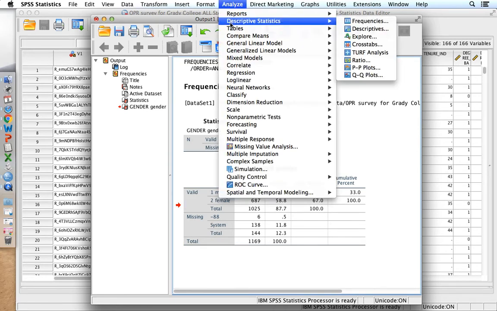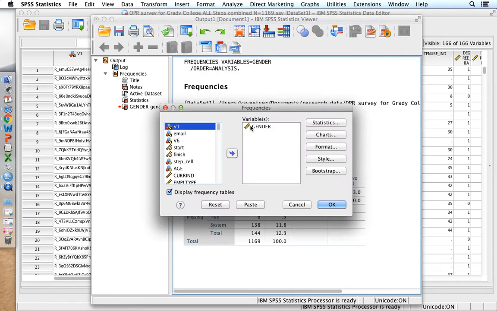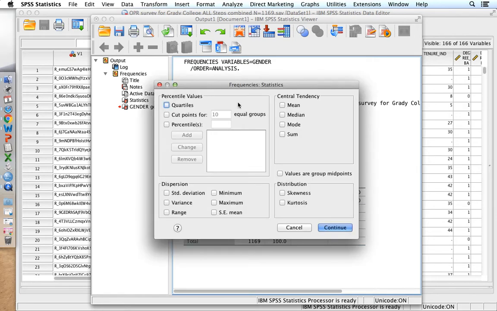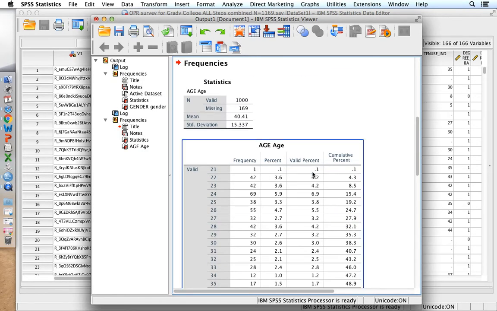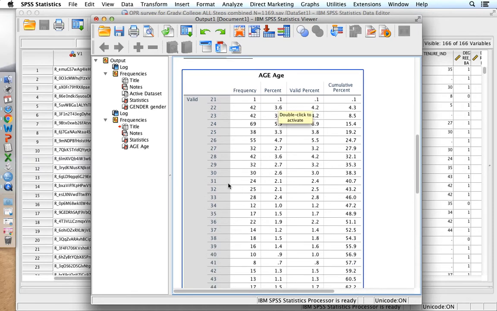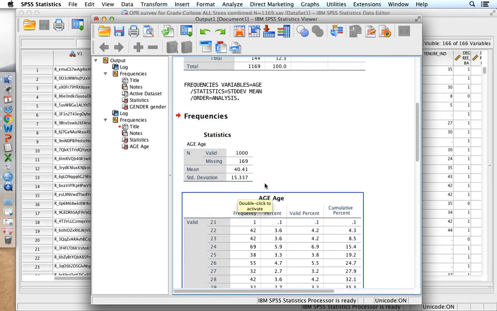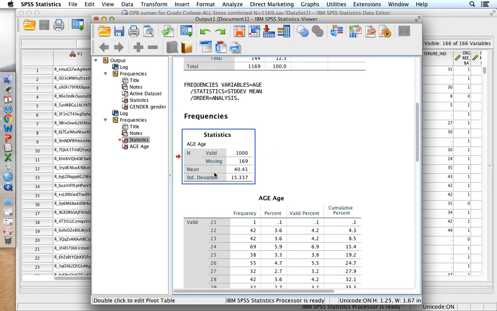Now, the next thing I want to show you is going to be a mean. So we'll go ahead and do age, because age is a really good mean here. With a mean, remember, you're always going to have means and standard deviations together. I don't care that there were 24 people who were 31 years old. What I care about is right here in this statistics box. So I see that the mean is 40.41 years old, and the standard deviation was 15.33 years.